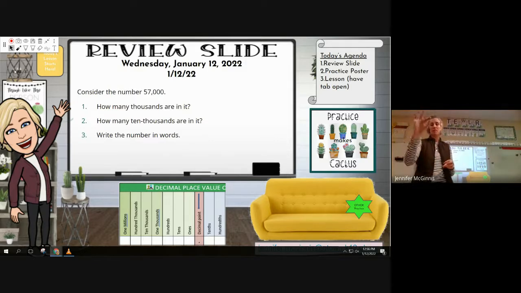What is the value of this model? Anyone? 1. If I have 10 of these, that makes a 10. If I have 10 of these, that makes a 100. And this is called a flat. If I have, oh, this is more than 10. 1, 2, 3, 4, 5, 6, 7, 8, 9, 10. Oh, yeah, that's 13. If I have 10 of these, that's going to get me a 1,000, which is a cube.